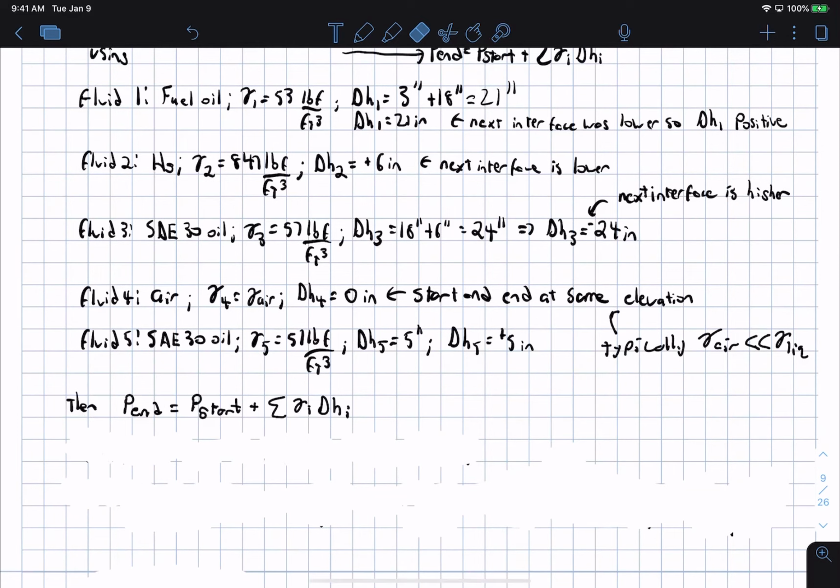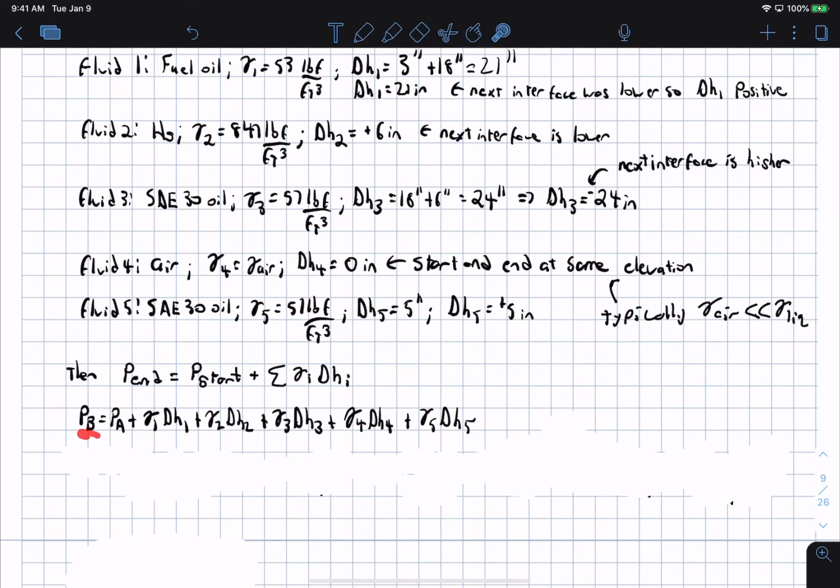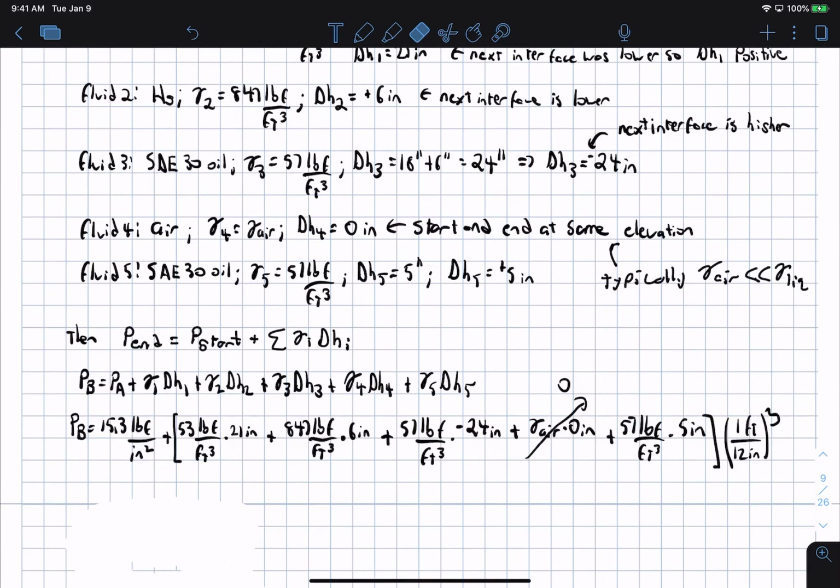So now we just literally stuff it in. Okay. So then P end equals P start plus the sum of gamma i delta h i. And I just do that sum. So PB is equal to PA plus gamma 1 delta H1 plus gamma 2 delta H2, gamma 3 delta H3, gamma 4 delta H4, gamma 5 delta H5. And then I just stuff in the numbers. And I have PA here, and I have all the numbers here.